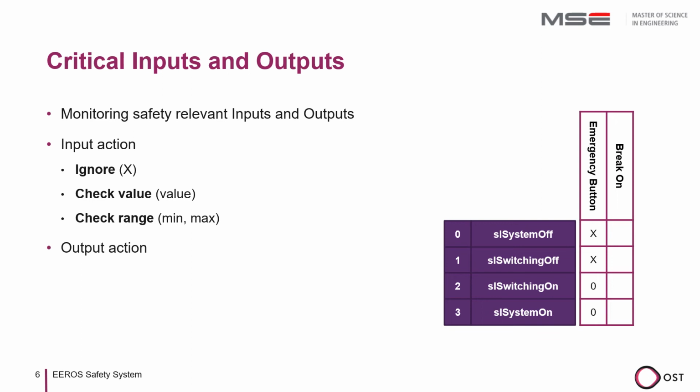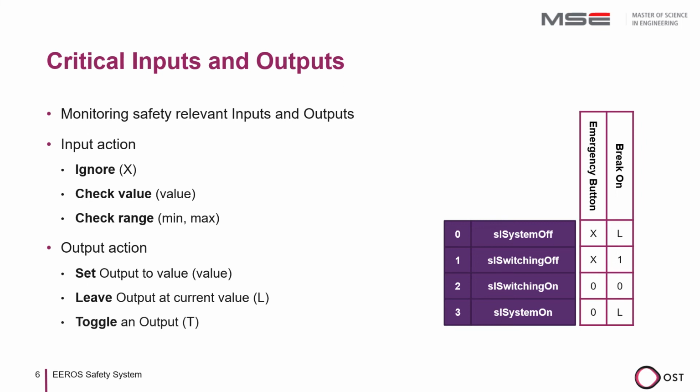An output can react by being set to a certain value, by being left on its current value, which is already there, or we can toggle the output. The toggle output is very important if we want to realize a watchdog signal. The action taken depends on the current level.